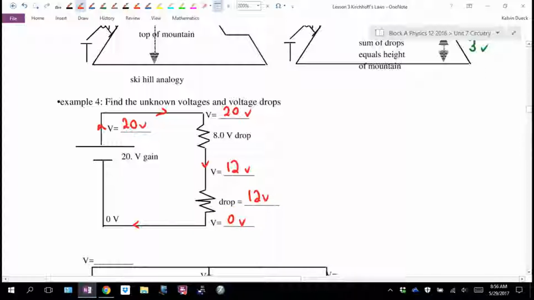And if you were a glutton for punishment, you could have started your measurements right here and gone all the way around. I typically try and start from the top of the chairlift because it's way easier for me to think, well, what's the total voltage, total height? Make sure I lose it in any ski run.